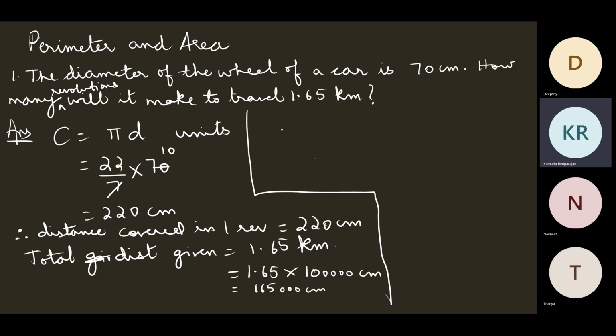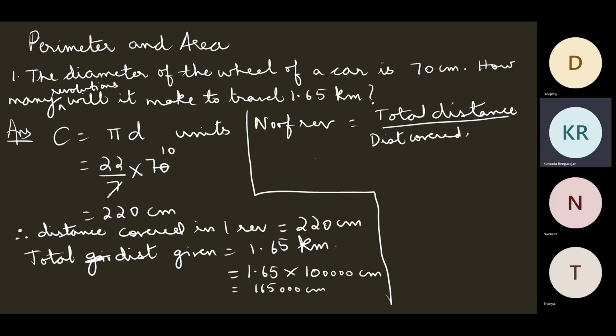So now the final step. Number of revolutions is equal to total distance divided by distance covered in one revolution. That is equal to 165 followed by 3 zeros divided by 220. Work this and tell me the quotient.